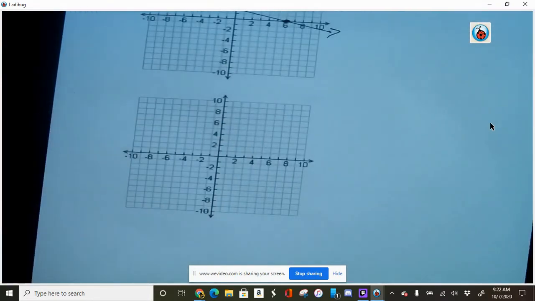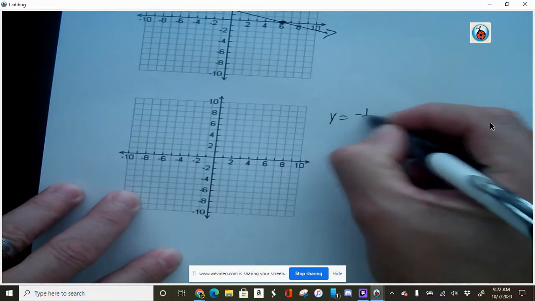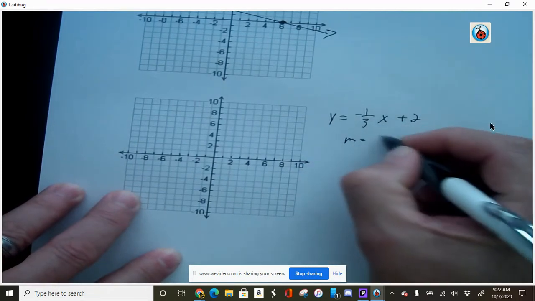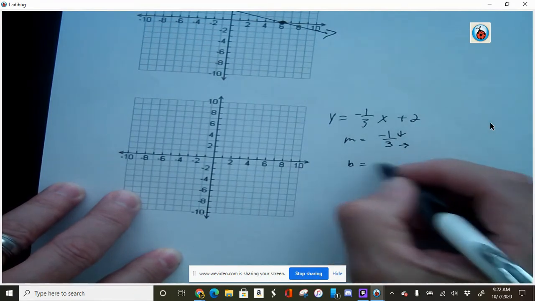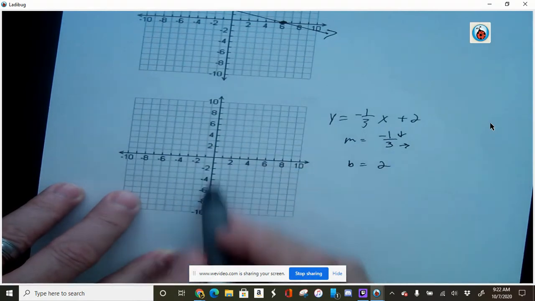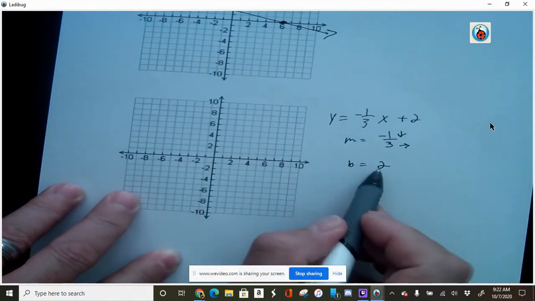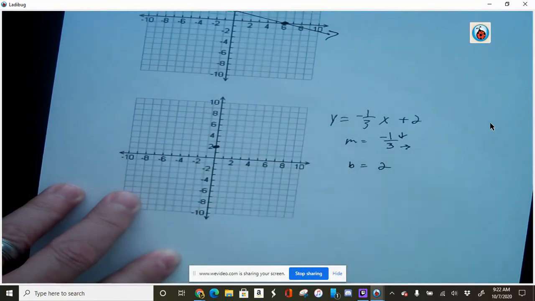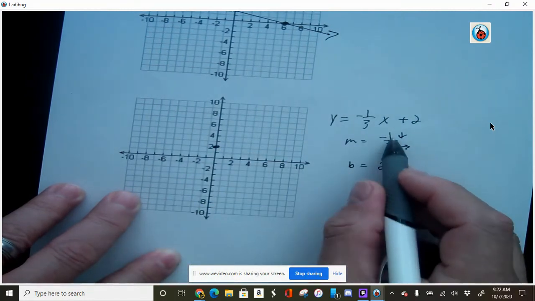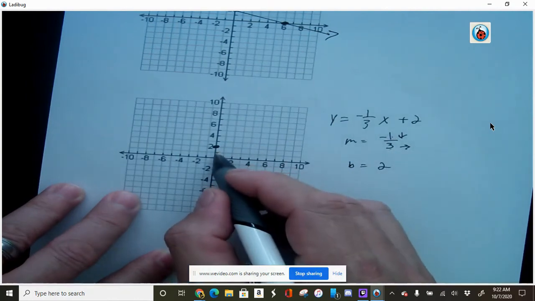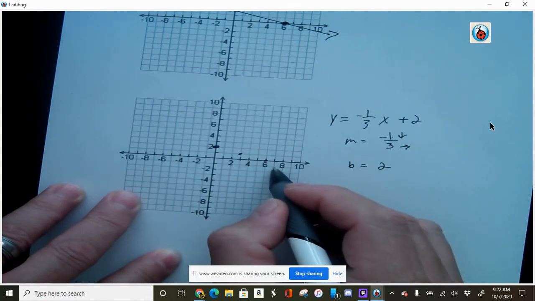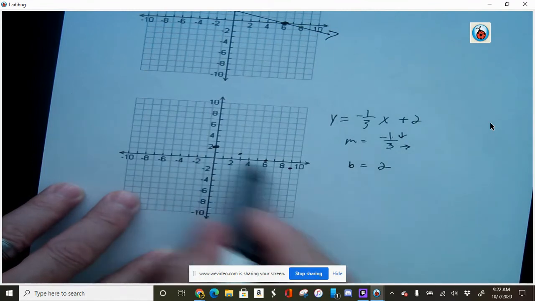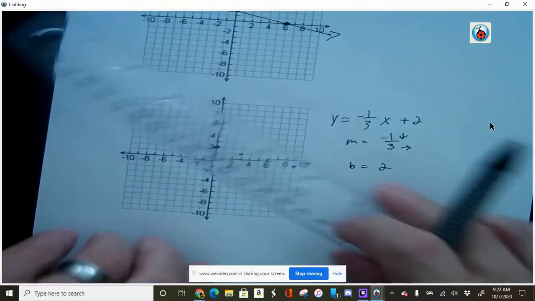Let me just rewrite the equation right there. So here's my equation, negative 1/3 x plus 2. My slope is negative 1 over 3. We will go down 1, right 3, and my y-intercept is a positive 2. So on the y-axis, my y-intercept is at positive 2. Put a point there. My slope is negative 1 over 3: down 1, right 3. Let's do it again. Down 1, right 3. One more time. So I have 4 points there, and I will connect them with my ruler.